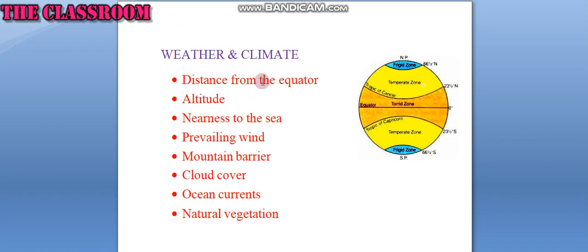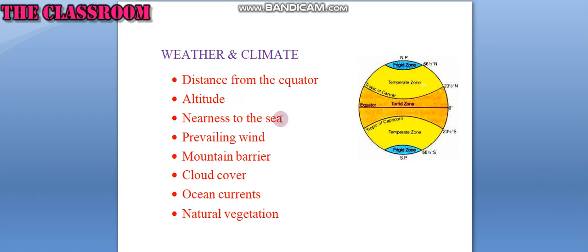Distance from the equator. The sun's rays fall vertically on the equator. The rays are inclined on the regions away from the equator and near the poles due to the spherical shape of the earth. Next, altitude. Altitude refers to the height above the mean sea level. The temperature decreases at the rate of 6.5 degrees centigrade per kilometer of height. This is called the normal lapse rate.